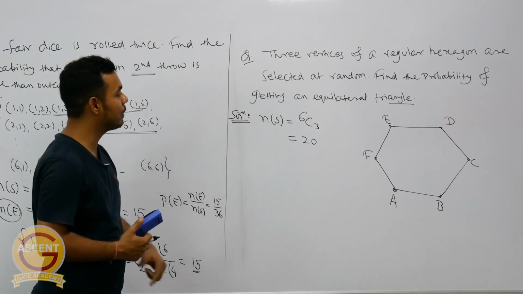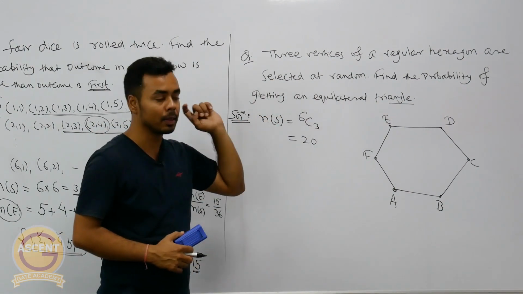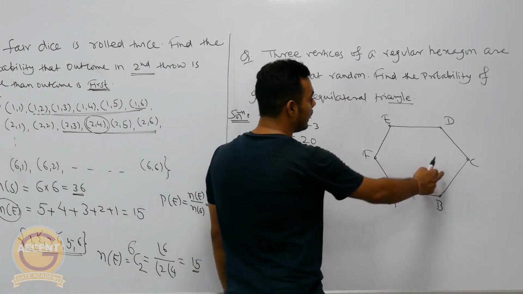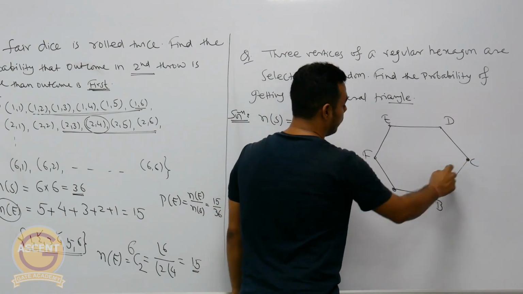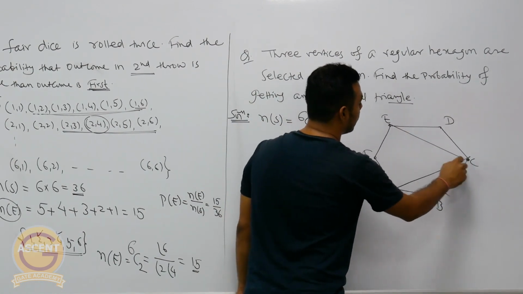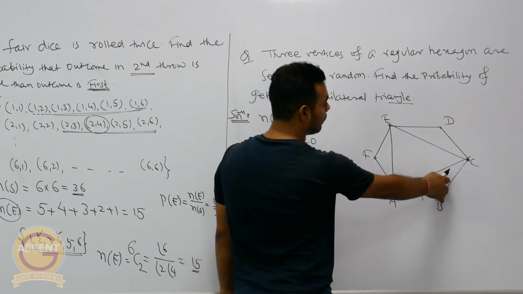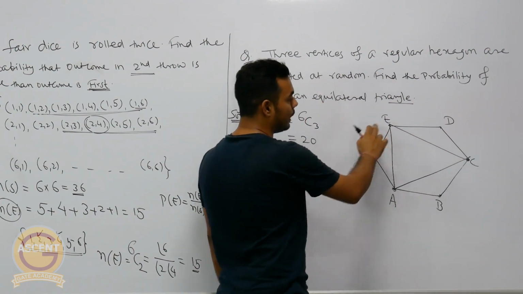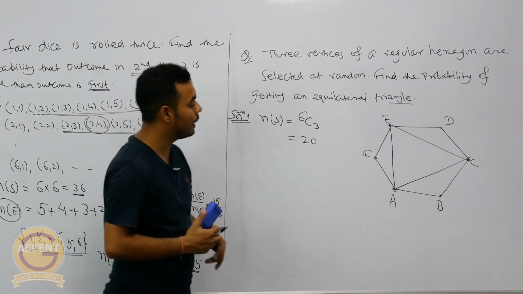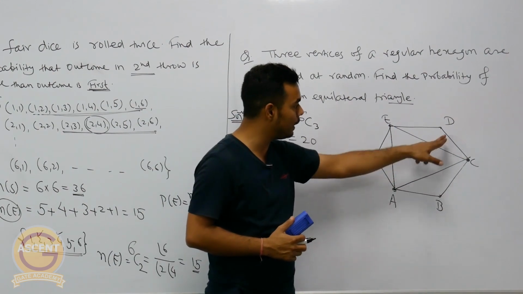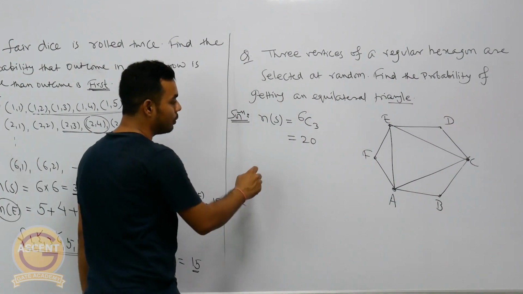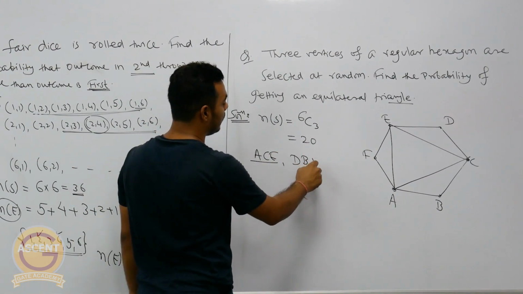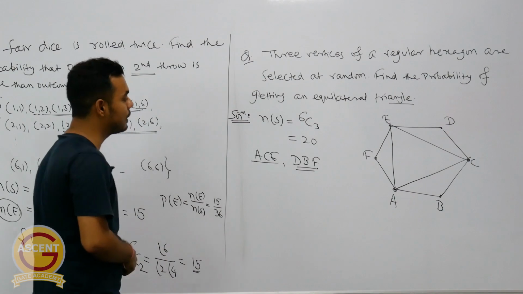Now the question is, we have to find the probability of getting an equilateral triangle. So see, we can get an equilateral triangle if we select the points A, C and E. If I select these 3 points, then you can easily see that this will be one equilateral triangle, because all the sides are of equal length. So if I select alternate vertices A, C and E, then I will get one equilateral triangle. And another equilateral triangle that you can see is B, D and F. So there are 2 equilateral triangles. One is ACE and another is BDF. These are the 2 equilateral triangles.